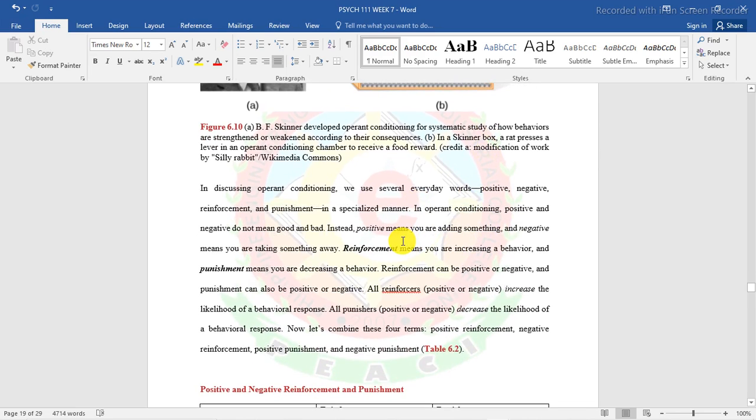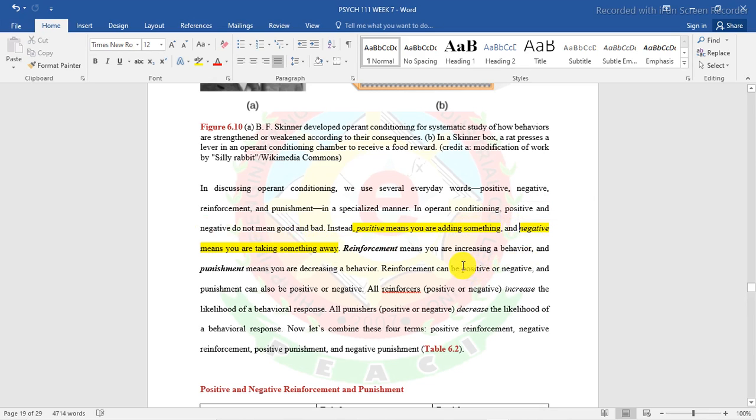In discussing operant conditioning, we use several everyday words like positive, negative, reinforcement, and punishment. So, simple lang yung words dito. In a specialized manner, in operant conditioning, positive and negative do not mean good and bad. So, yung positive and negative does not mean good and bad. So negative, bad yan. Negative kasi, ginagamit din yan para maka-enforce ng behavior na positive. Okay? Instead, positive means you're adding something. Okay? Don't forget this. Pag positive means you are adding something, consequences. No? Positive consequences, you're adding something. Negative means you are taking away something. May kinukuha ka. Okay? So, yun yung positive.